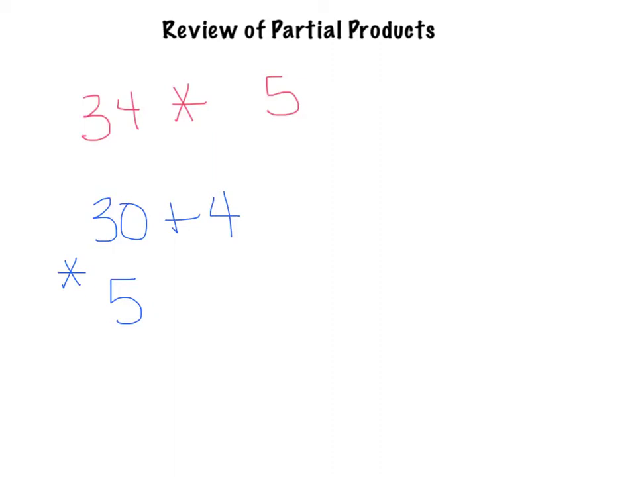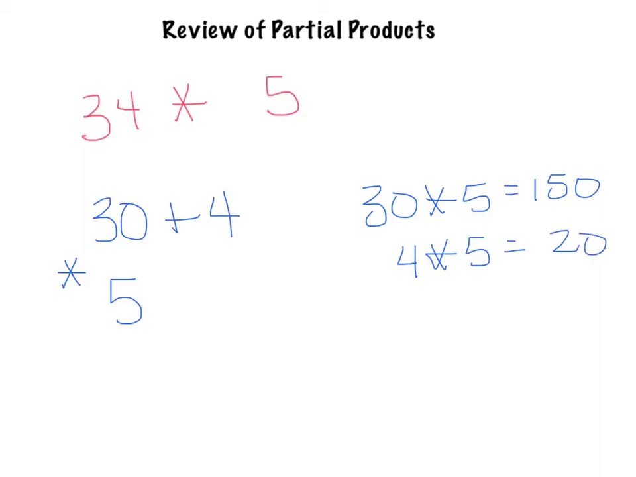So 30 times 5, and then 4 times 5. 30 times 5 is 150. 4 times 5 is 20. And then we simply add the two together. So the answer is 170.